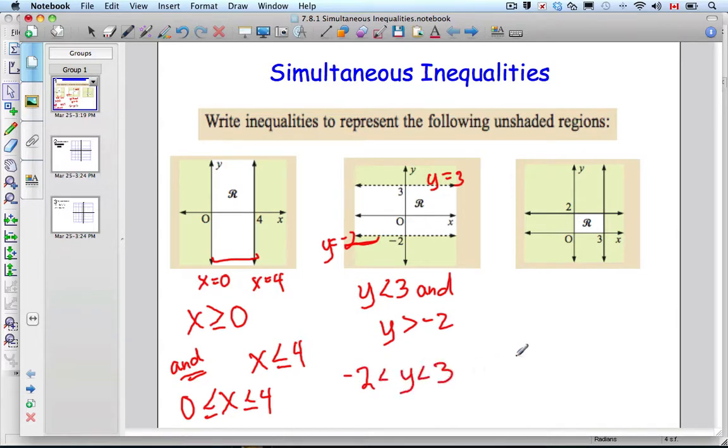We always have to go from the smallest number to the largest number, going left to right, of course, because we think about a number line and we always want to start with the smaller number. All right.